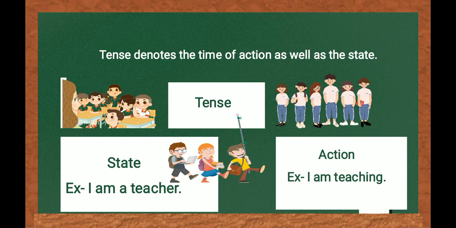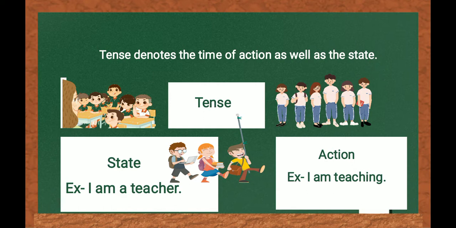Write means it is denoting the present time. Write is the base form of the verb, and it is denoting the present time. That means the work is going on or the work is done every day. Now, wrote. Wrote is the past form of the verb write. That means it is denoting the past time. The action, the work, is already completed in the past time.